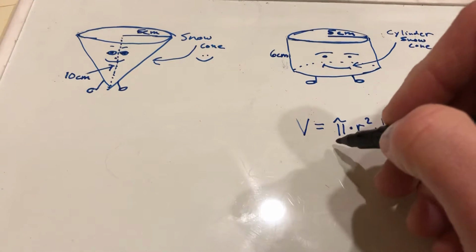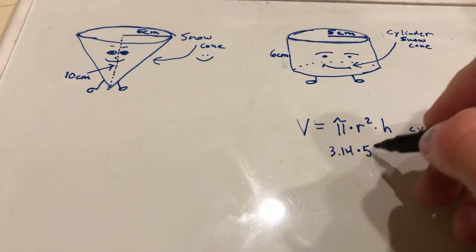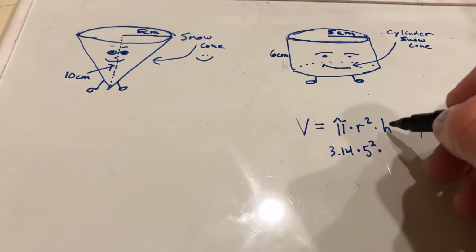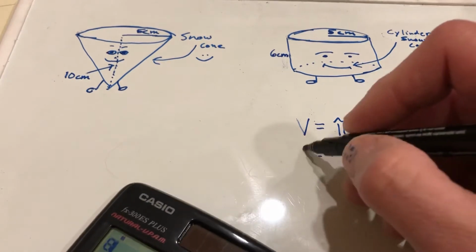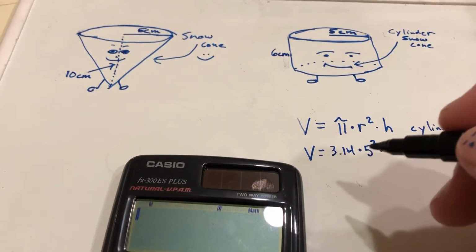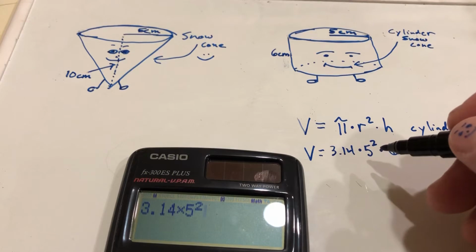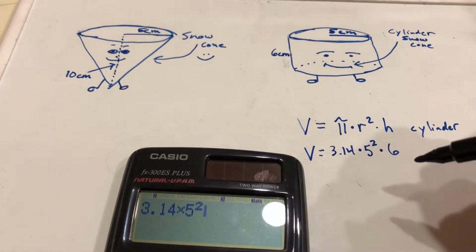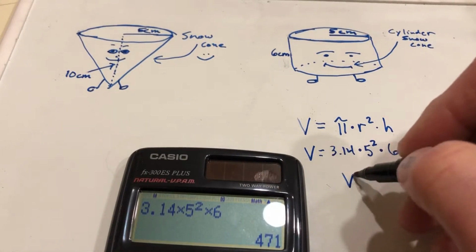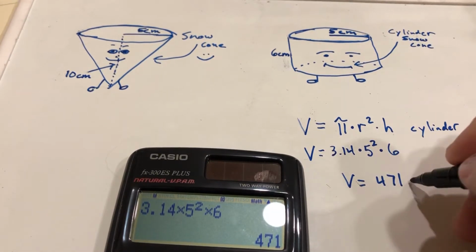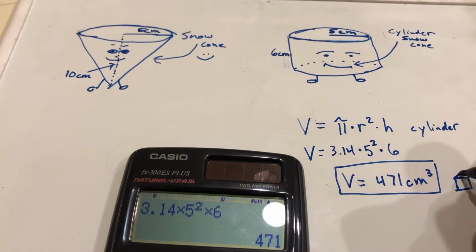But anywho, so we're going to, in our calculator, do 3.14 times the radius 5, square it, 5 squared times the height of this guy is 6. So that's going to be his volume. So that's 3.14 times 5 squared, or 5 times 5 if you don't have a calculator that does that, but your phones do if you turn your phone sideways. Okay? So that's 471 cubic centimeters of delicious snow cone material.